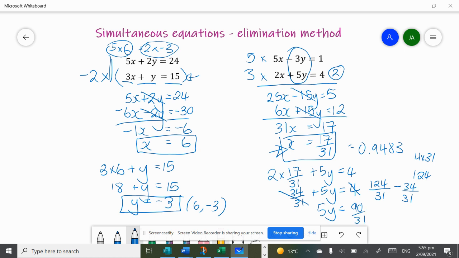And then we're going to divide by 5. Or times by a fifth is the same thing. And we can write that as 90 over 155. And that can simplify. We can divide it by 5 and we end up with 18 over 31. And that's how you use the elimination method to solve simultaneous equations.